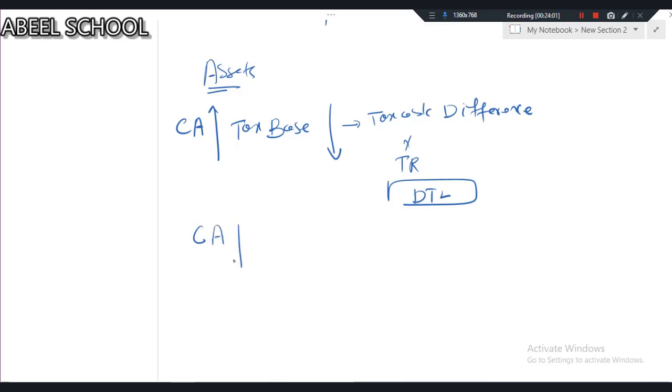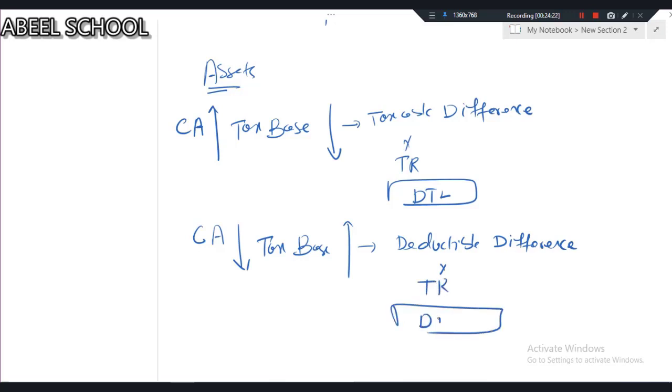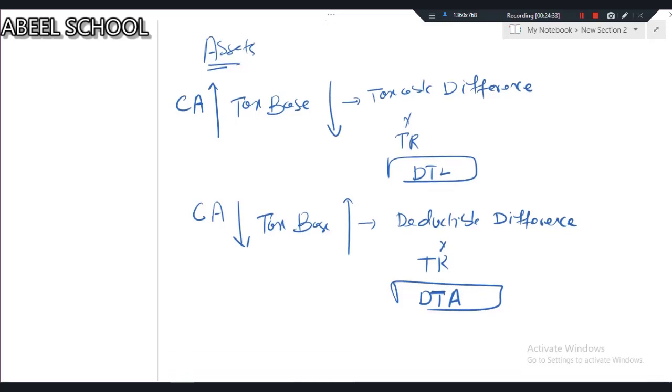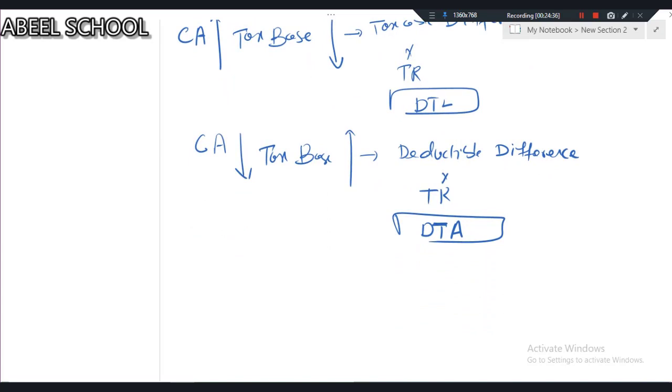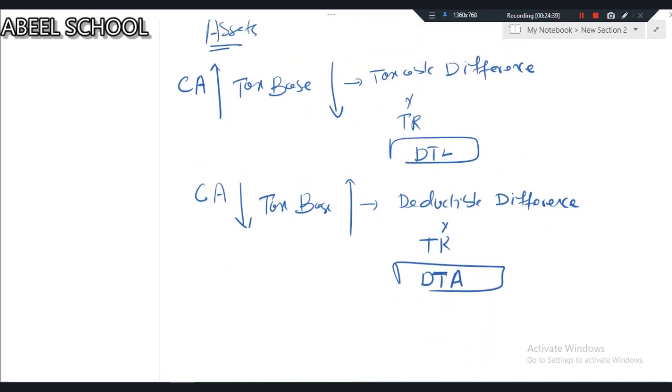If assets carrying amount is less than the tax base, the difference is a deductible difference. Deductible difference into tax rate gives you deferred tax asset. If the carrying amount is less, tax base is more, the difference is deductible difference, and into tax rate gives you deferred tax asset. This relationship is exactly opposite for the liabilities.